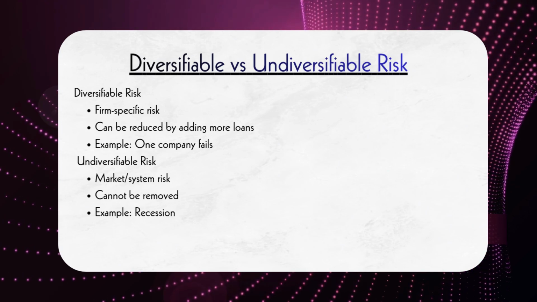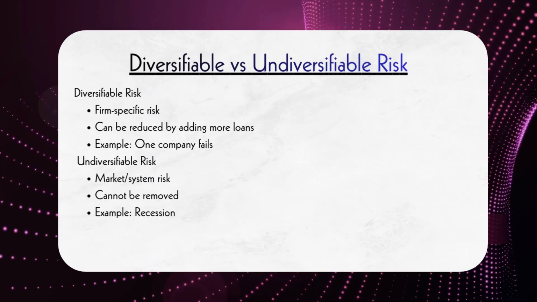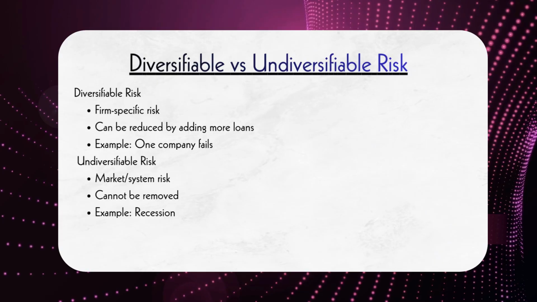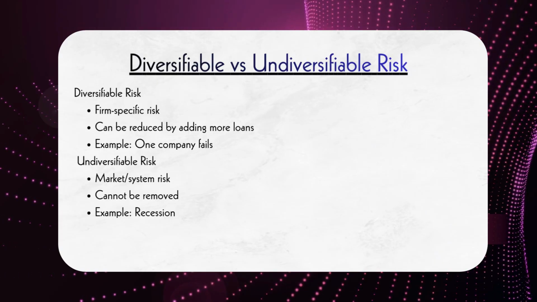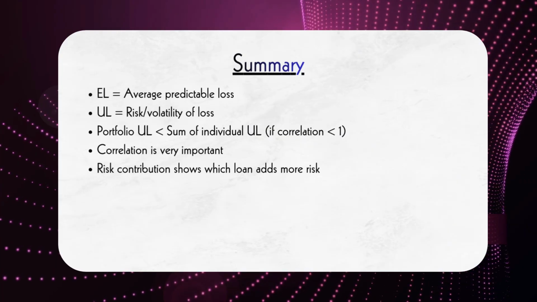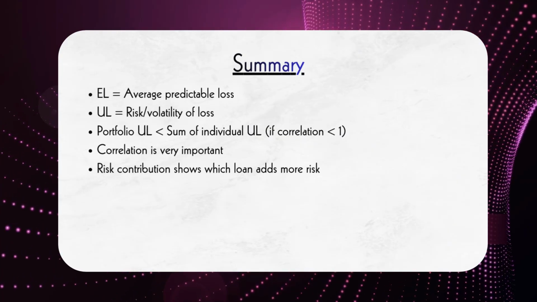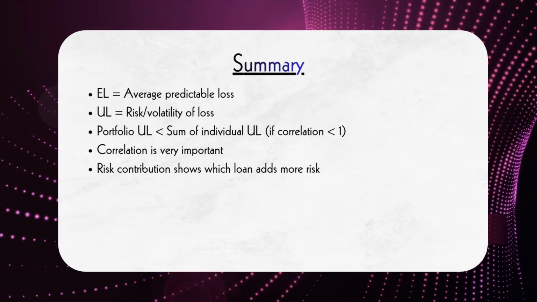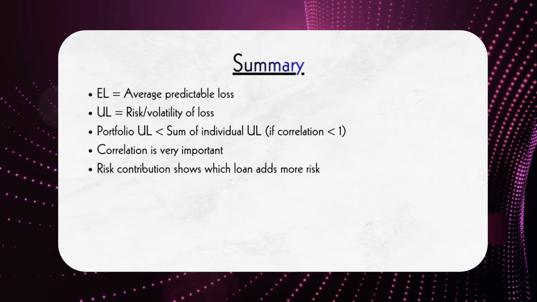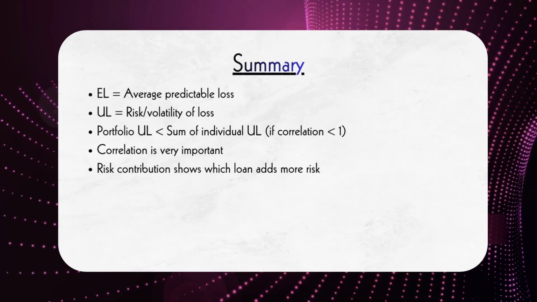Undiversifiable risk, on the other hand, is market risk. It affects the entire economy, like a recession or financial crisis. Even if the bank has many loans, this risk cannot be eliminated. So remember, expected loss is predictable average loss. Unexpected loss measures risk. Portfolio risk depends heavily on correlation. And risk contribution shows how much each asset adds to total risk.